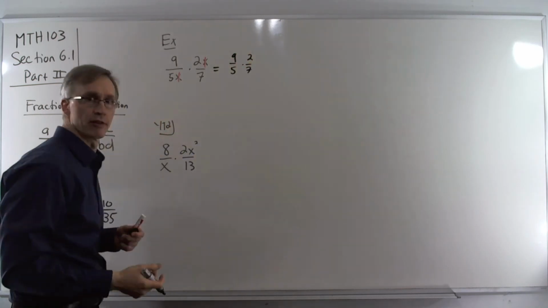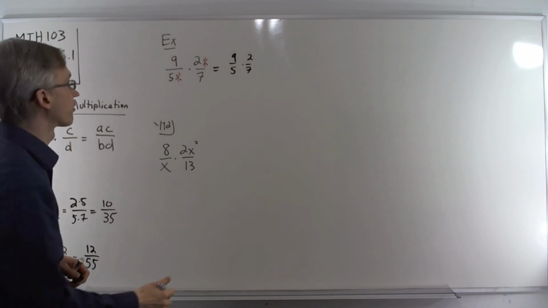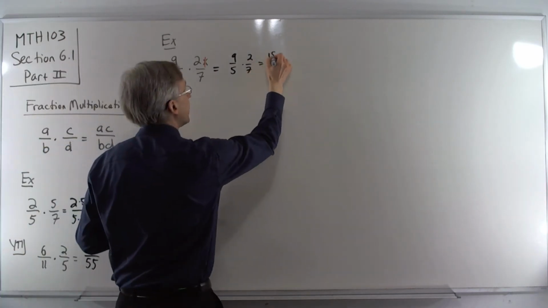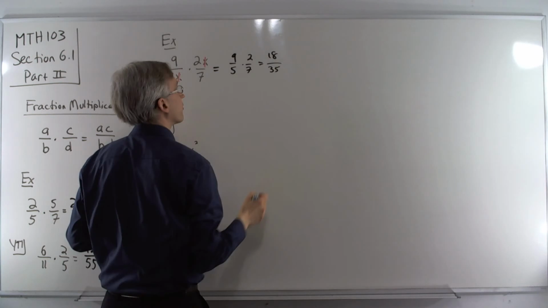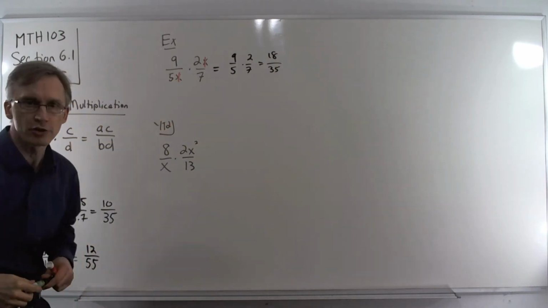And now that we've eliminated the variables, now we have a problem just like the first one. So let's multiply across. You get 18 on top and 35 on the bottom, 18/35. Your turn, number 2.